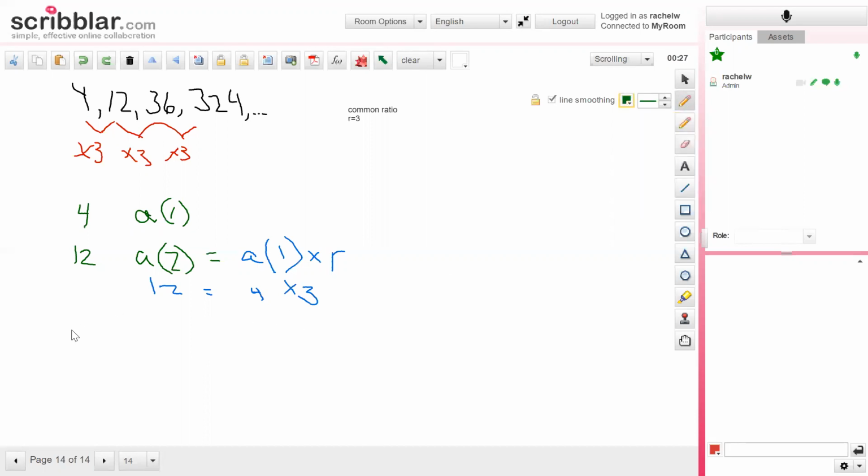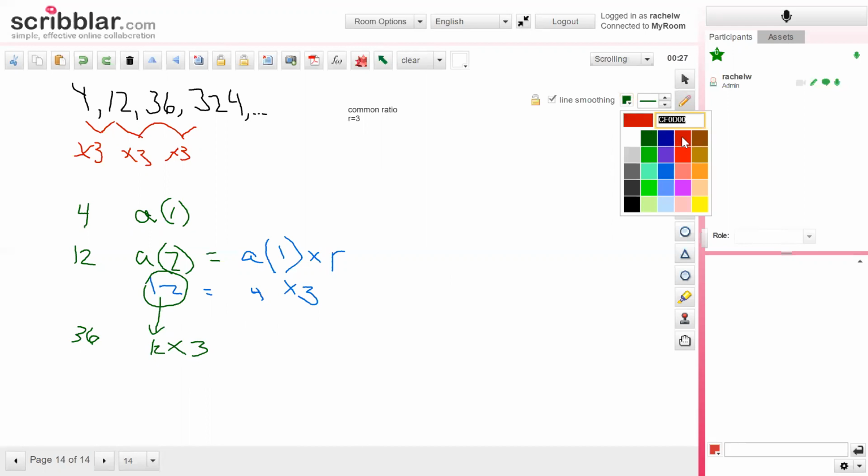So 4, 12, 36. Now 36, that one is equal to 12 times 3. And again here, 12, that was A of 2. So see how we're starting to find that pattern? The previous term is what is allowing us to find the next term in the sequence. So we say A of 2 times 3.